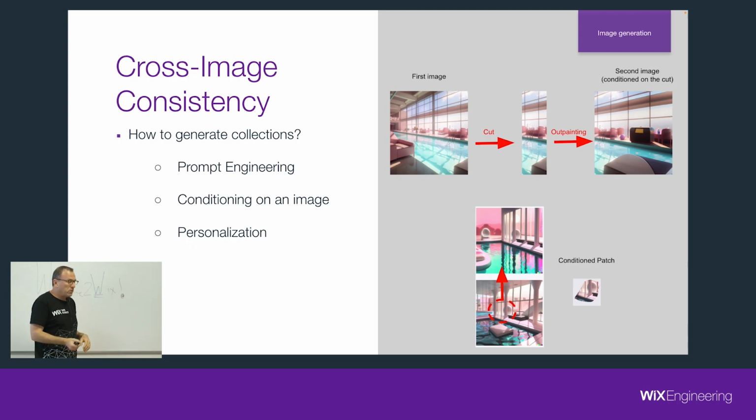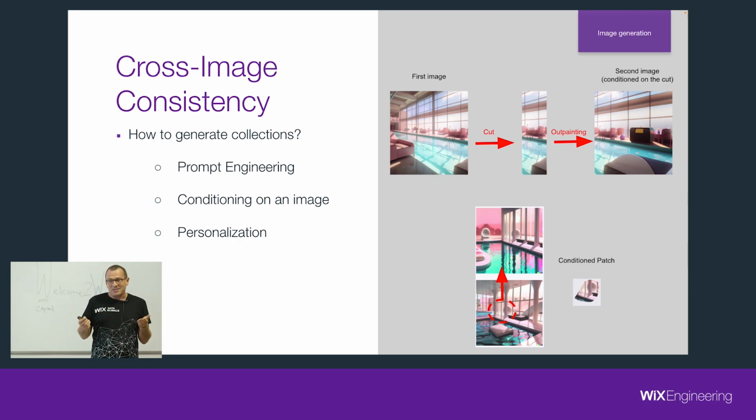So imagine you want to generate multiple images for your web page or for your graphic design app, and you want to generate a collection. You want all of them to have the same look and feel. How do you do that? One thing you can do is prompt engineering. You can write in text, for all the images that you're going to generate, what kind of colors they would use, what the vibe is, what the atmosphere is, and really hope that the model will do that. Sometimes it does, sometimes it doesn't.